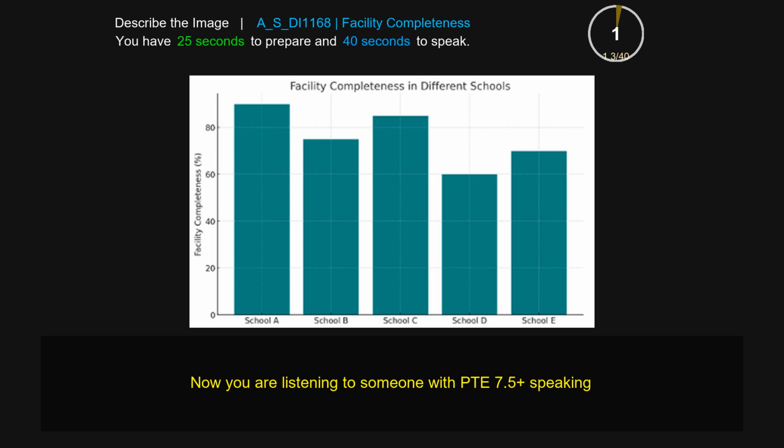The given picture is a bar graph for facility completeness. The primary feature of the image is facility completeness in different schools. On the y-axis, there is the percentage of facility completeness. On the x-axis, there are sections of schools given.